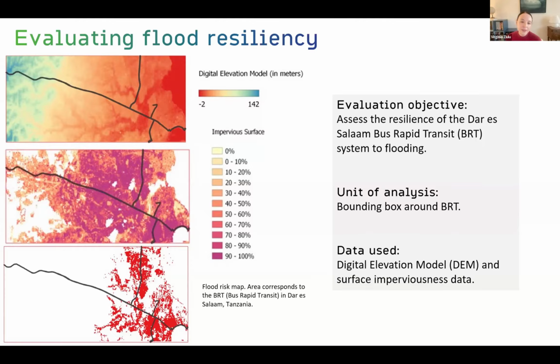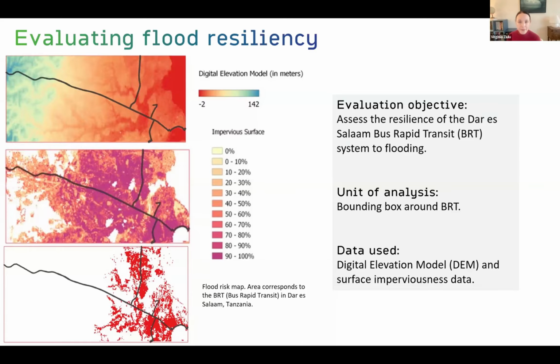The third map that you see on the slide is a combination of the two data sources I mentioned before and shows those areas that have harder surface as well as low elevation, meaning an increased risk of flooding. What you can see on the illustration is that there is a strong overlap between the areas that we identified as high flooding probability and those where part of the BRT was actually built.